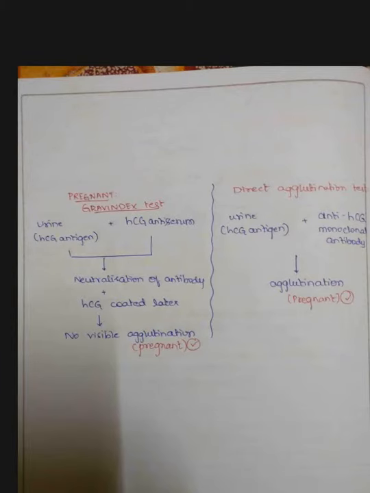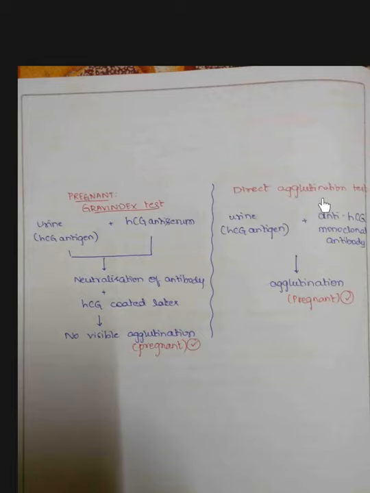Two important procedures you need to know are the Gravindex test as well as the direct agglutination test. In the Gravindex test, the urine which contains the HCG antigen is added to the HCG antiserum, so there will be neutralization of the antibody. After this neutralization, when it is added to the HCG-coated latex, which is the antigen, there will be no agglutination. That's why this is called the agglutination inhibition test, because inhibition of the agglutination shows that she is pregnant.